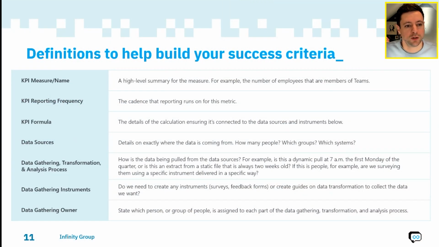So this template will help us to define what that success criteria looks like. So what's it called? How often are we going to report on it? How do we come up with the score for that particular KPI? Is there a formula involved? Are we getting data from multiple sources, for example? Ideally, we want these to be simple, but some things are harder to measure. So we can define that at this point.